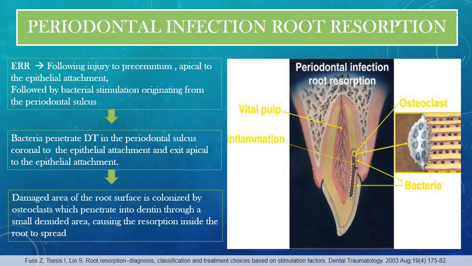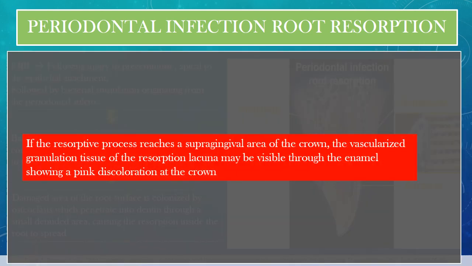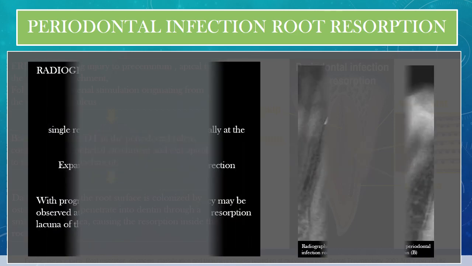The damaged area of the root surface is colonized by osteoclasts, which penetrate into the dentine through a small denuded area, causing the resorption inside the root to spread. The resorptive process reaches a supragingival area of the crown. The vascularized granulation tissue of the resorption lacuna may be visible through the enamel, showing a pink discoloration at the crown.